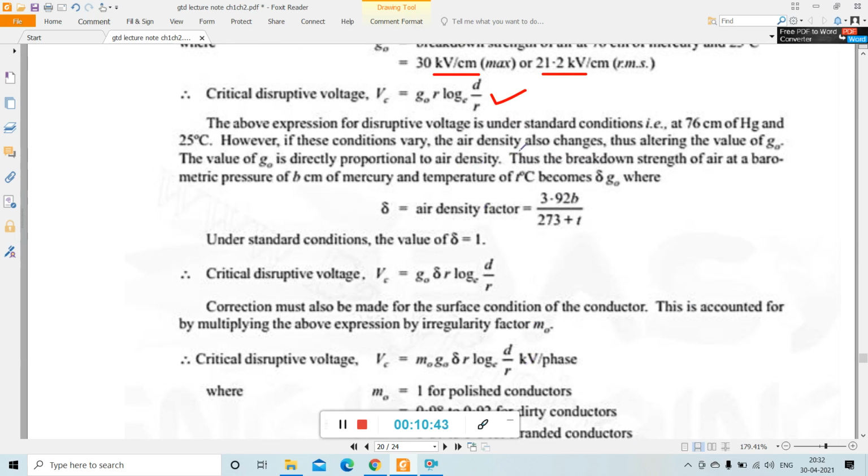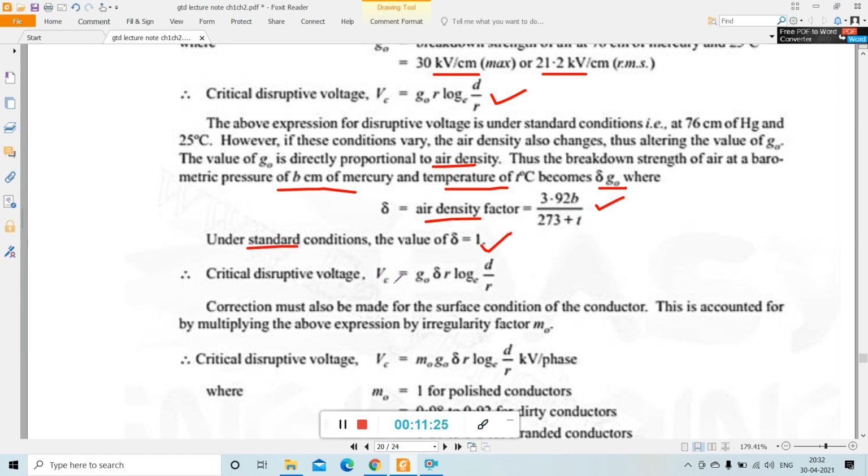If there is a change in the condition, that means if air density changes, then the value of G0 must alter. The value of G0 is directly proportional to air density. So the breakdown strength of air at a barometric pressure of b cm of mercury and temperature of t degrees Celsius becomes delta G0, where delta is the air density factor, that is 3.92 b divided by 273 plus t. b is the pressure, t is the temperature. Under standard conditions, delta is equal to 1.